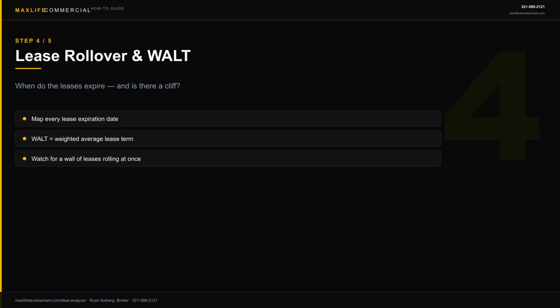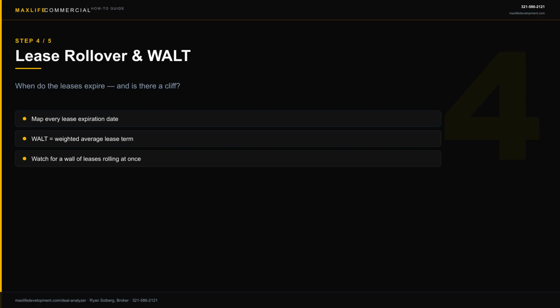A wall of leases all expiring in the same year. Here is my rule. Anytime more than 25% of the rent is rolling in the next 24 months, you discount your offer. That rollover is real risk, because tenants can leave, and they do.